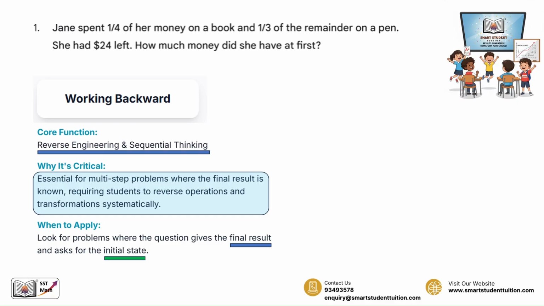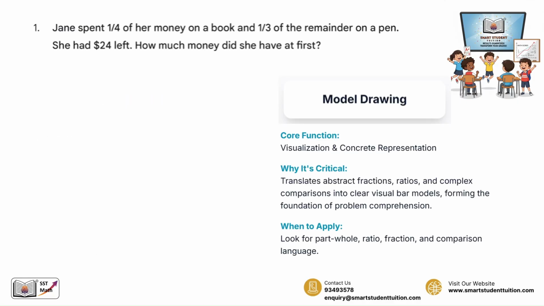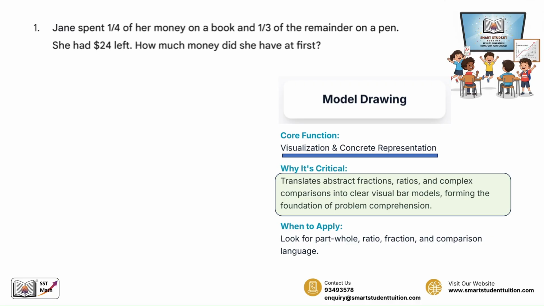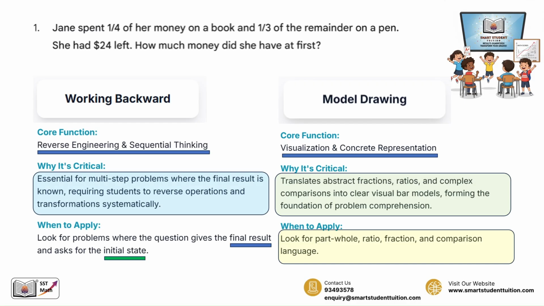Now, the other method we used was model drawing. We use models to represent the information visually. This way we can see our information in a very clear manner, and then we can stay calm and we can work on it, calculate on it easily. Now, this is especially useful when we have questions involving part, ratio, whole, fraction, or comparison of numbers. And you can see that very often, model drawing is used together with working backward, and it is very useful when they all work together to help us solve many questions.